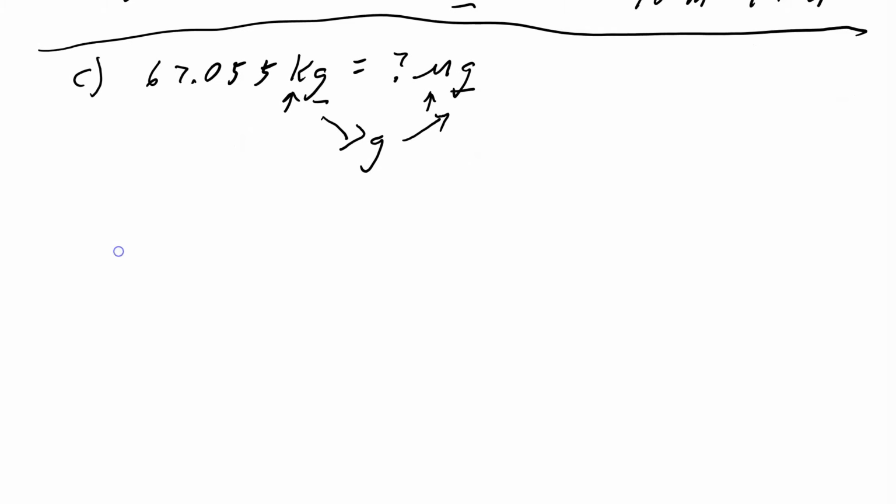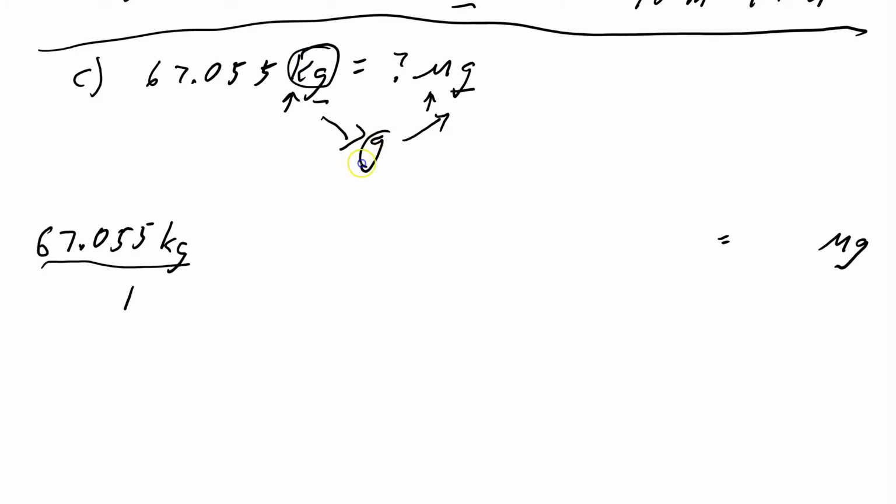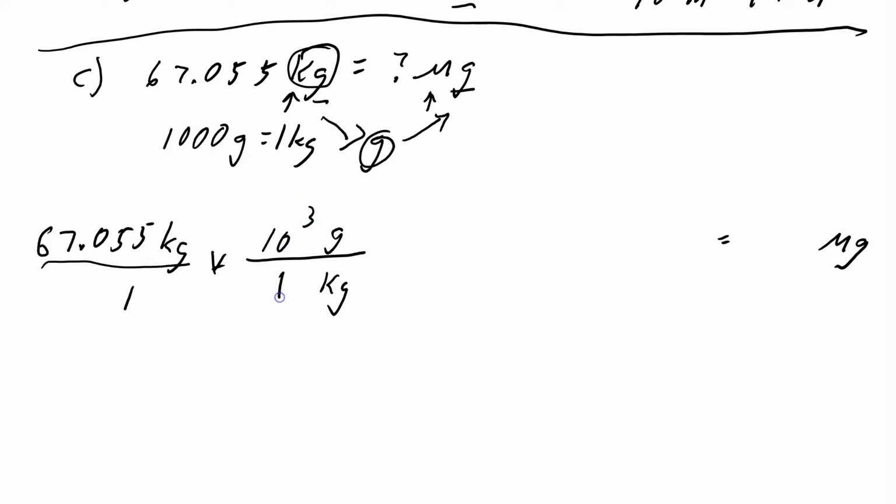As always, we're going to start by writing the measurement given. In this case, we've got 67.055 kilograms. Our answer is going to be in micrograms. So our first conversion is going to be converting from kilograms to grams. There are 1,000 grams in 1 kilogram. So there's our conversion factor. And of course, we need kilograms downstairs and grams upstairs. So we've got 10 to the 3rd grams in 1 kilogram. My units of kilograms cancel.